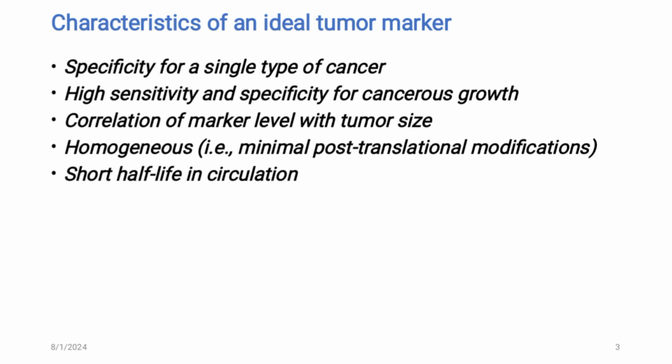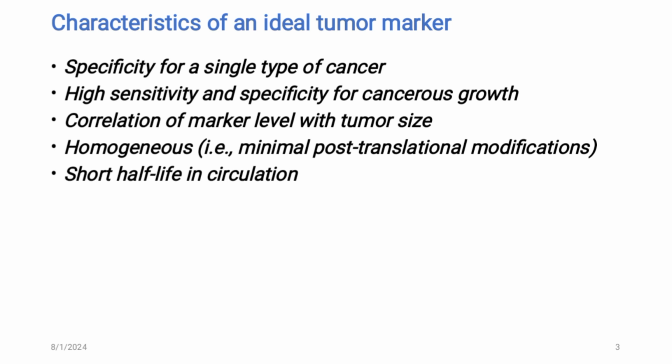Next is high sensitivity and specificity for the cancer's growth. It means that the tumor marker is highly sensitive for the presence of tumor growth in the body. When there is a cancerous growth in the body, the tumor marker would show a positive test, and also it shows the amount of the cancerous growth. And specificity means that when the cancerous growth is absent in the body, then the tumor marker would show a negative test. So it is the sensitivity and specificity which is shown by the ideal tumor marker.